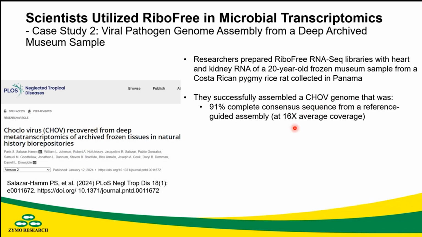And indeed, in this successfully assembled hantavirus genome, the scientists found that their genome had 91% complete consensus against the reference. But they also noticed 1.1% variations that differ from the reference. They further identified 8 non-synonymous mutations.